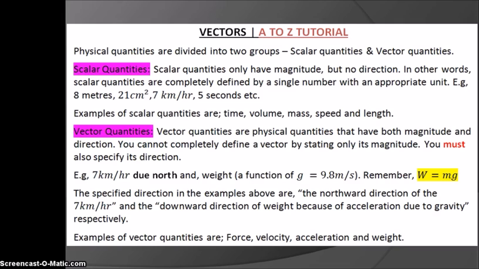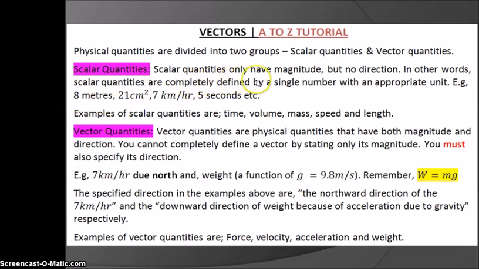Physical quantities are divided into two groups, scalar quantities and vector quantities. Scalar quantities are quantities that only have magnitude but no direction. Let's say 8 meters, 21 centimeters square, 7 kilometers per hour, and 5 seconds. They are all examples of scalar quantities because they only have magnitude. There is no direction here.